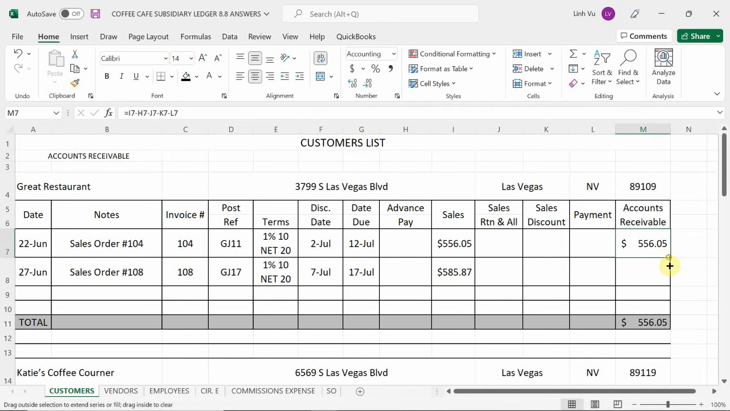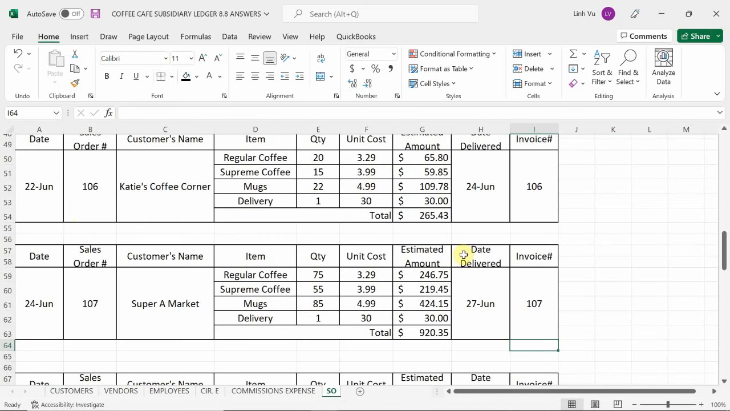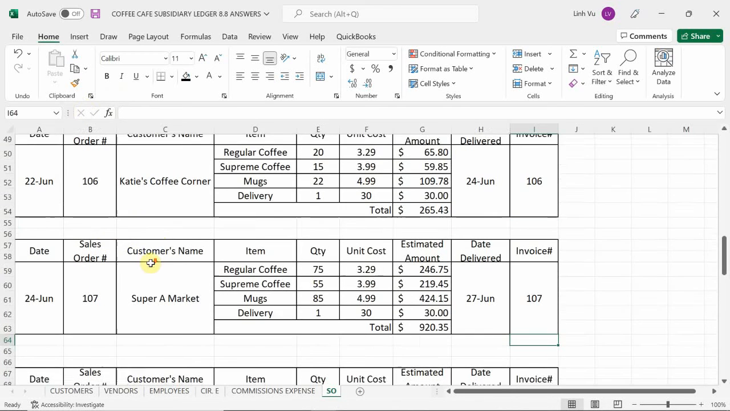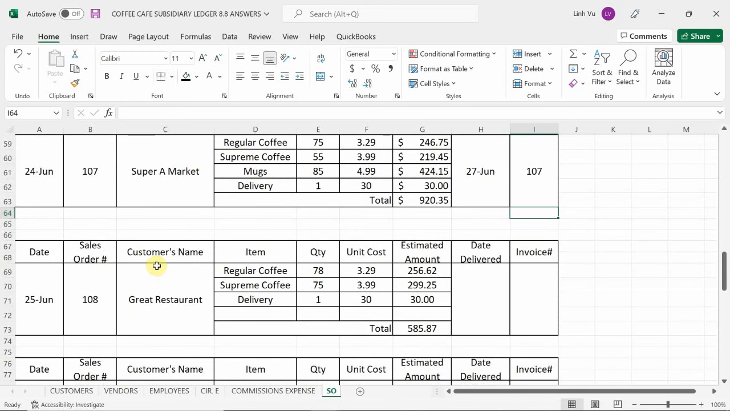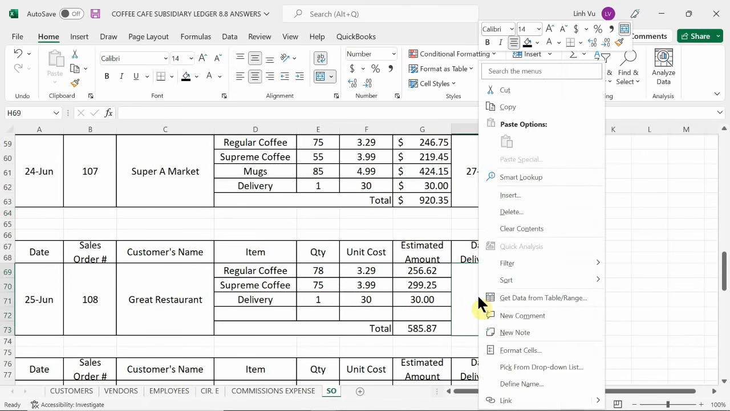Okay. So therefore, Great Restaurant owes me $1,141.92, right? 2 invoices, both $500 a piece. Okay. We also need to give Mr. Albert his commissions here. So let's go ahead and check mark that we did sell to Great Restaurant. Okay.